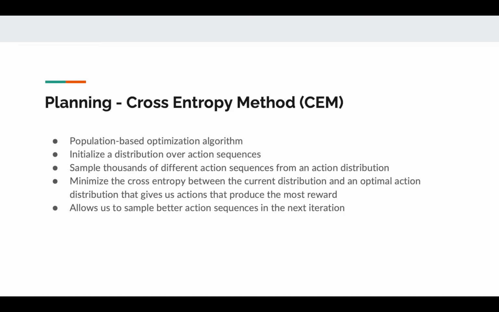Okay, so what is the cross-entropy method? The cross-entropy method is a population-based optimization algorithm. For PlaNet, we initialize a distribution over action sequences. We then sample thousands of different action sequences from an action distribution. Next, we minimize the cross-entropy between the current distribution and an optimal action distribution that gives us actions that produce the most reward. By doing this, we are hopefully able to sample better action sequences in the next iteration. If things are still unclear, hopefully the next slide will clear some things up.